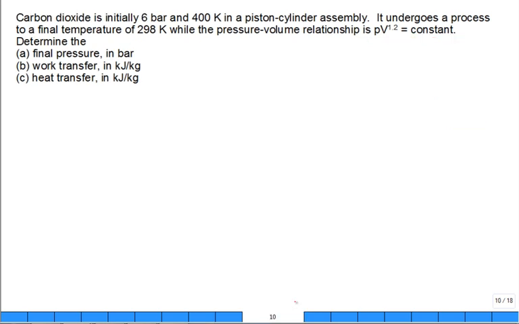Well, now let's solve this problem. Yes, sir. Yeah, that's right, exactly right. So let's go ahead and solve this problem. Carbon dioxide is initially at 6 bar, 400 Kelvin in a piston cylinder assembly. It undergoes a process to a final temperature while the pressure-volume relationship is given. Determine the final pressure, then the work, and then the heat.